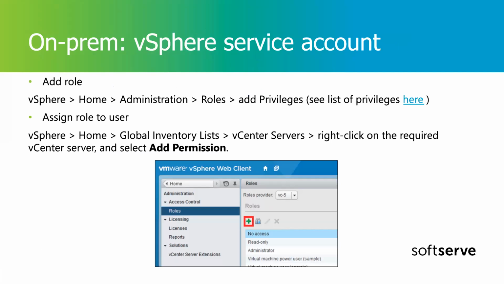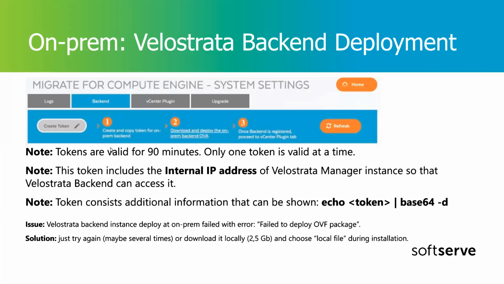After you deploy Velostrata Manager, you need to deploy Velostrata backend. But for this, we need to create a service account on the on-prem site in vSphere. We need to create a role and add privileges to this role. The full list of privileges you can see here under the link. And after that, you need to assign this role to a user in VMware.